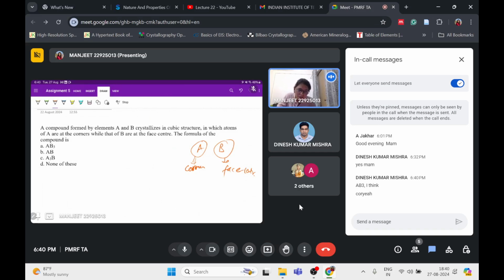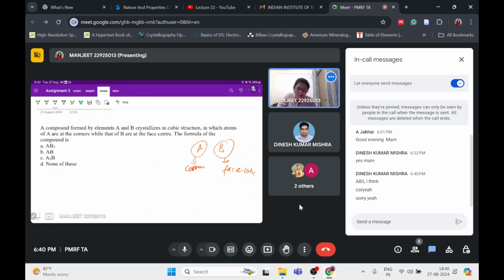Yeah, I didn't get your point. Sorry. Okay, yes, it will be AB3. I didn't get what is wrong in this part. Okay, let's discuss this one. So, how they will first find the effective number of atoms.